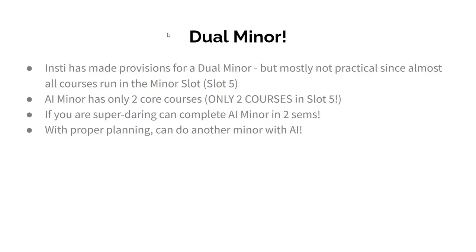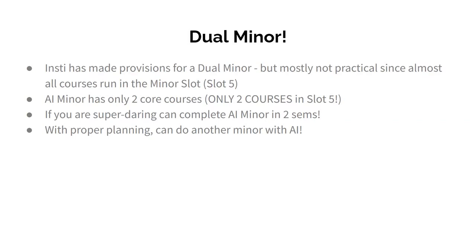So the institute has made provisions for dual minor, but it is mostly not practical since almost all the courses run in the minor slot, which is slot 5, Wednesday and Friday from 9:30 to 11. And the AI minor has only 2 core courses, so basically only 2 courses in slot 5, that is DS203 and DS303. Even CS419 runs in slot 5, although E769 and GNR 652 don't run in slot 5. So once you have done both these courses in slot 5, your slot 5 is kind of free.